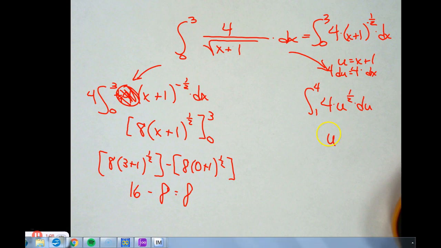Add 1 to the power. So it's u to the 3/2, multiply by the reciprocal, so 2/3. So that's 8/3. Oh, it's negative 1/2. Something felt wrong there. This is negative 1/2. Okay, add 1 to the power, so u to the 1/2, multiply by the reciprocal, so now we get 8. That makes more sense. So then 8 times 4 to the 1/2 minus 8 times 1 to the 1/2, and we end up with the same thing, so it's going to be 16 minus 8, which is 8.